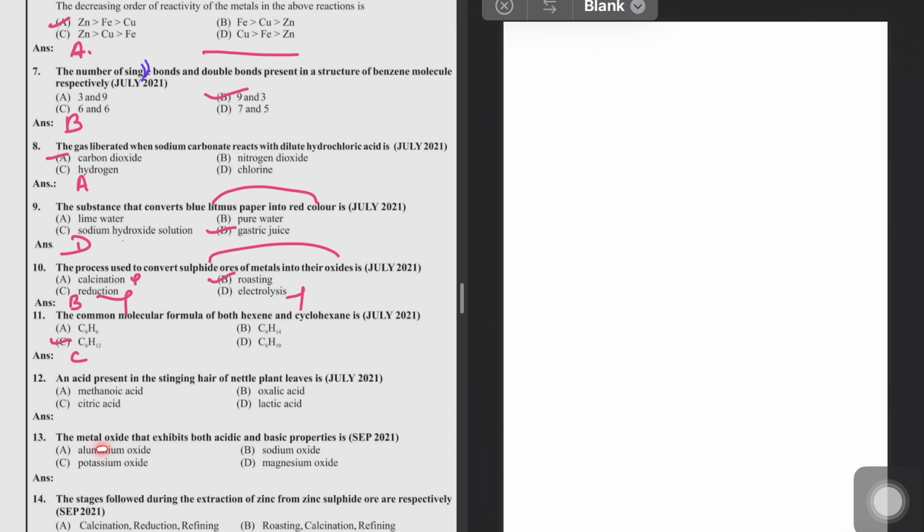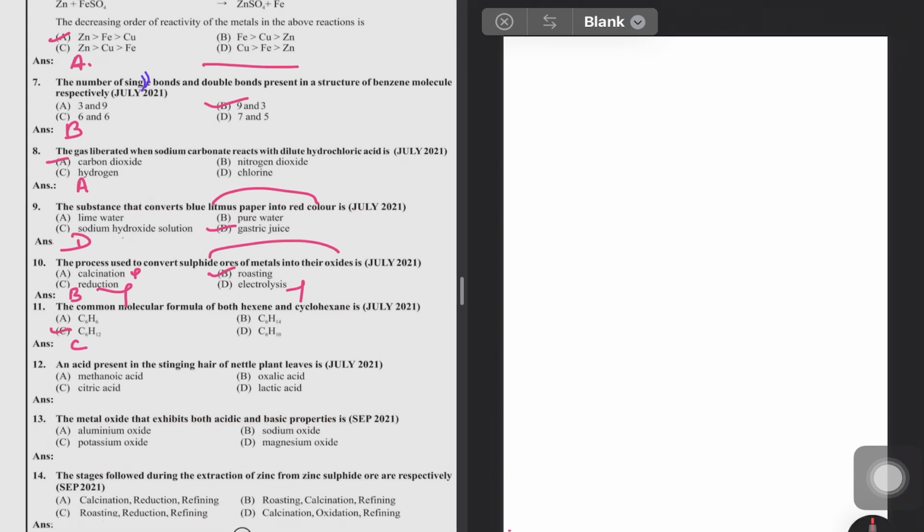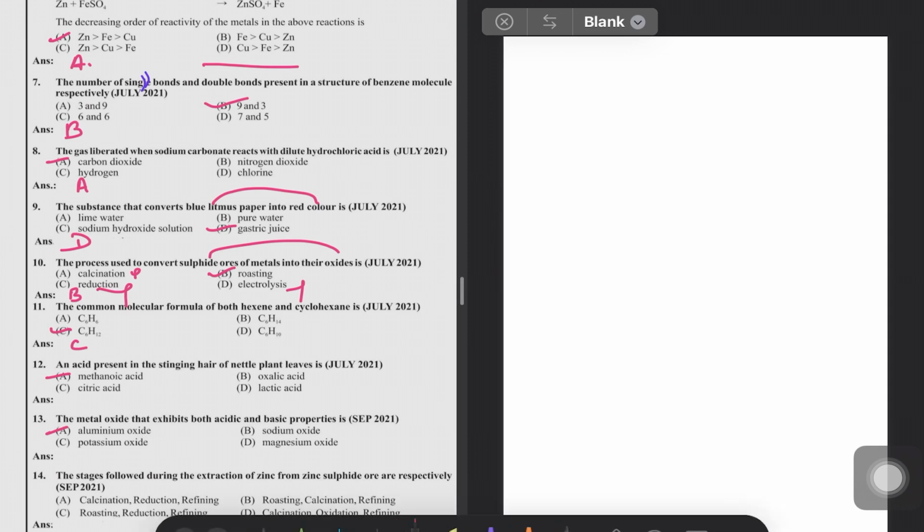Coming to the 13th question, the metal oxide that exhibits both acidic and basic property is, as we discussed in the previous question, repeated again. It is aluminium oxide, which is called an amphoteric oxide. Coming to the next question. So for the 12th one it is methanoic acid, and the 13th it is aluminium oxide, as discussed earlier. Direct questions. Coming to the 14th question.